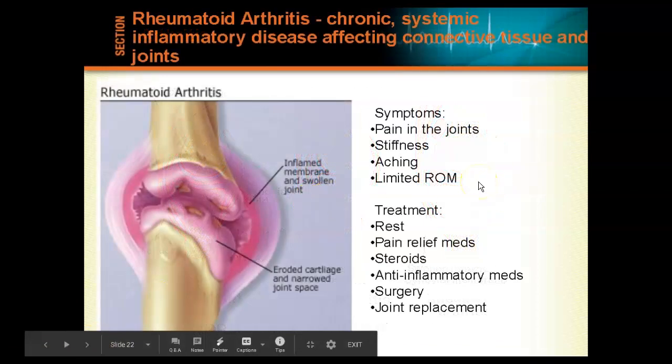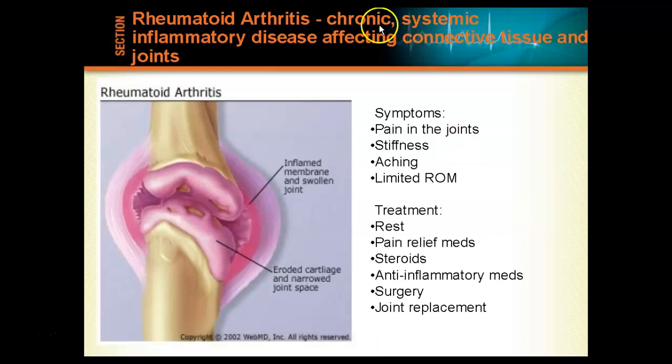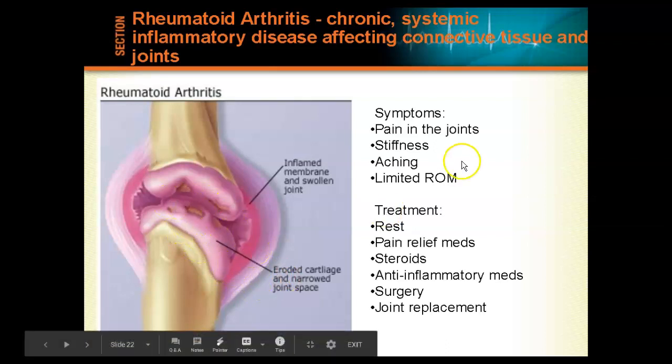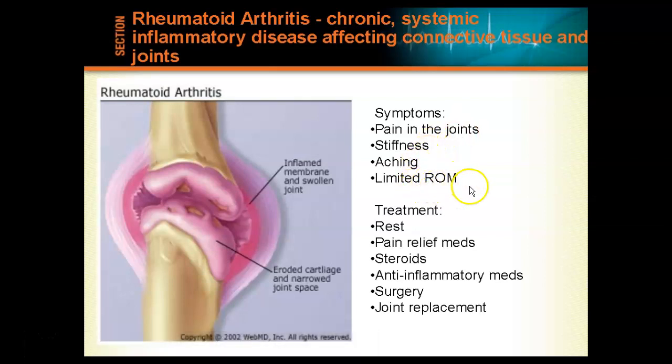All right, so rheumatoid arthritis is a chronic systemic inflammatory disease affecting connective tissue and joints. So here you can see the inflamed membrane and the swollen joint. The cartilage is somewhat eroded and the joint space has become narrowed. So there is pain in the joint, stiffness, aching, and limited range of motion.